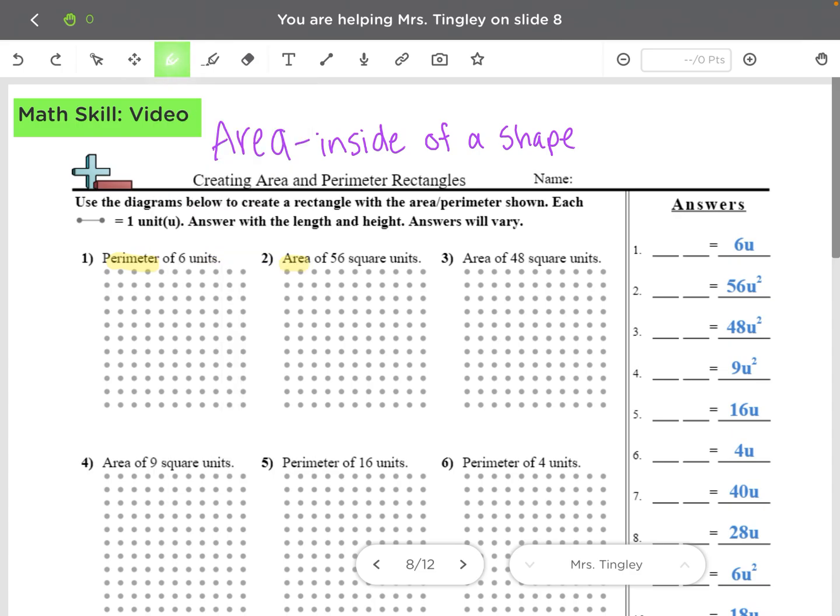Grab a different color. So I'll get green here. Perimeter is the measurement of the outside of the shape. And we're going to draw the shape over here on the side. So if I had a rectangle, my perimeter would be this green part. That's how long each one of these segments are added together.